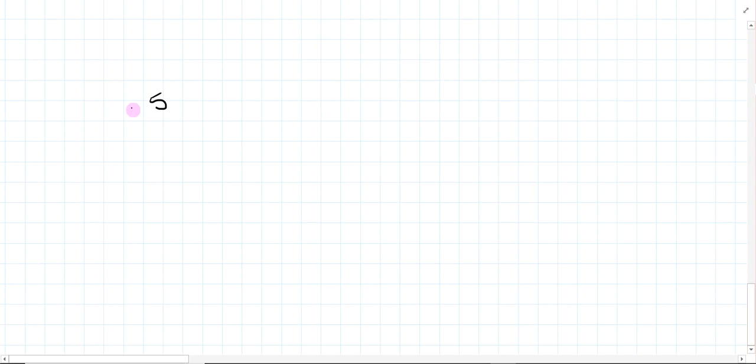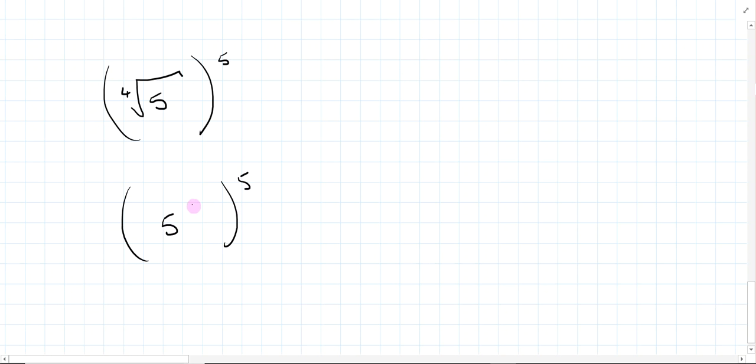So we've got the fourth root of 5 to the power of 5. First of all, we leave that power alone and change the root to 5 to the power of a quarter. Then you just multiply those and we get 5 to the power of 5 over 4. And it asks for it in exponential form.